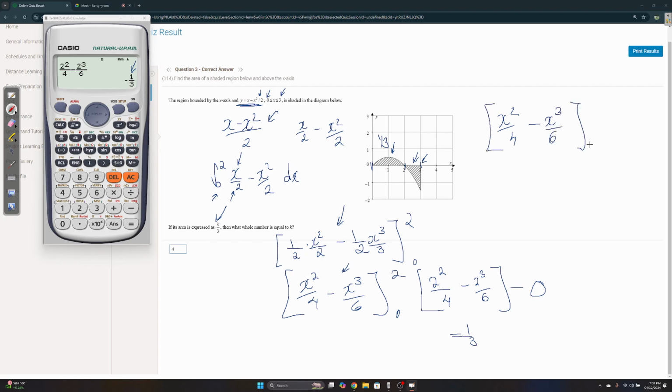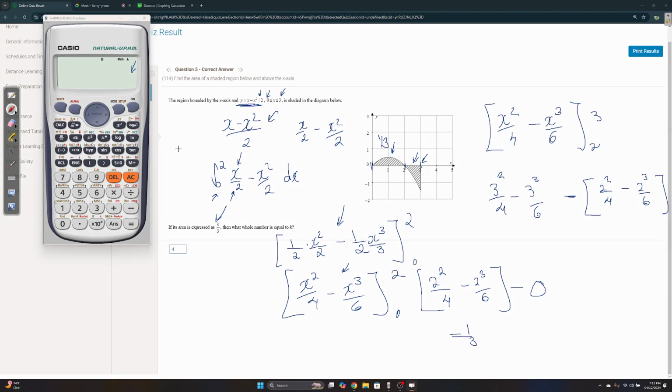But my bounds are from 2 to 3. So we're going to take 3: 3 squared over 4 minus 3 cubed over 6, minus, now substitute 2, 2 squared over 4 minus 2 cubed over 6. Let's check. I feel like I did something wrong. That's why: 3 squared over 4 minus 3 cubed over 6 minus, bracket open, 2 squared over 4 minus 2 cubed over 6.